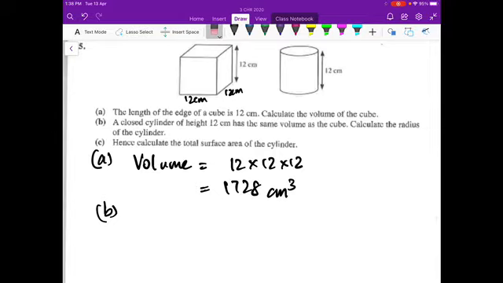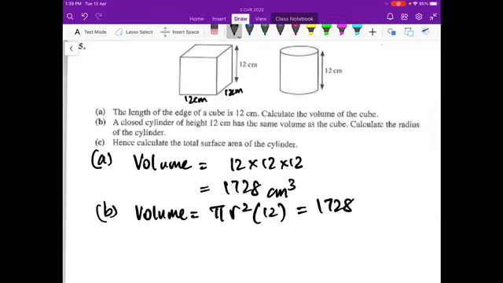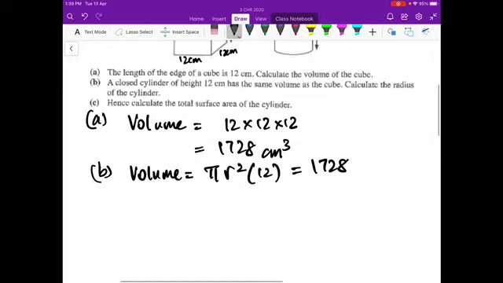Part B. Closed cylinder, height 12 cm. Same volume. Calculate the radius. So volume is pi r squared times 12. This is for the cylinder, and it equals 1728 because same volume. So r squared is 1728 divided by 12 pi.